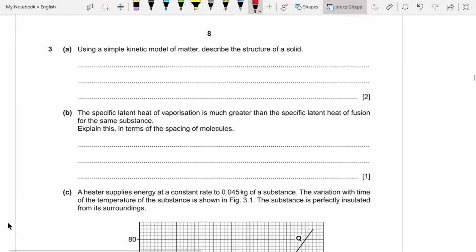Using a simple kinetic model of matter, describe the structure of a solid. We want to describe the structure of a solid. So you sitting here, wherever you are watching my video, you are solid, right? Everything you're looking at around you is a solid.